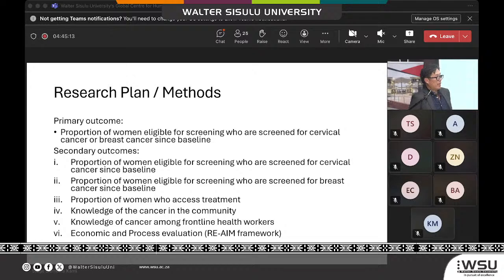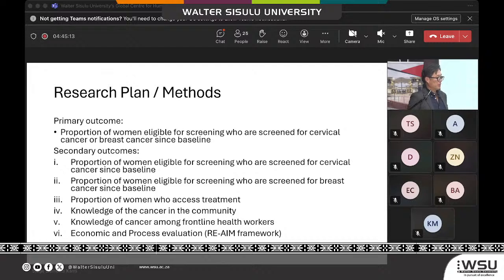So the primary outcome that we would be interested in, once we've randomised and run the intervention and compared between the 2 groups, would be the proportion of women eligible for screening who were screened for cervical cancer or breast cancer since baseline. So we're hoping to see improvement in screening rate, which is an obvious primary outcome.